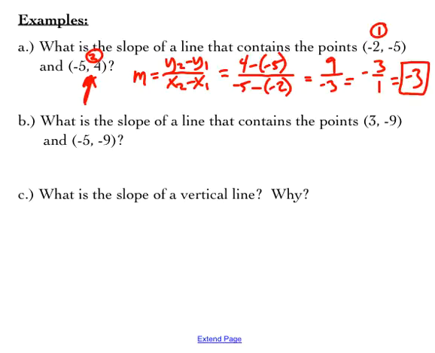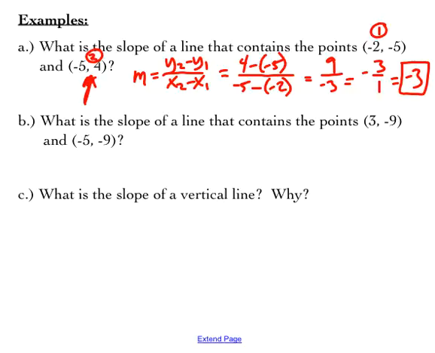Okay, so the slope of that first line is going to be -3, and again, you can write that as -3 over 1, or just -3. Okay, so take a look at B. What is the slope of a line that contains the points (3, -9) and (-5, -9)?